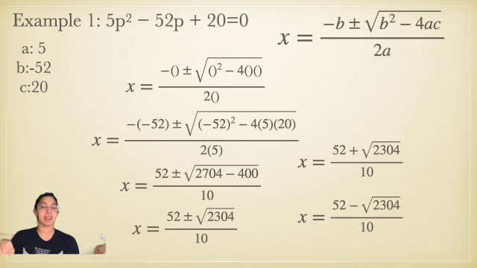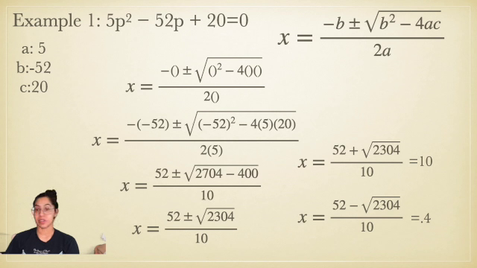So you would actually stop and give them that answer, because at some point, sometimes we're going to end up with decimals and we don't really want to do that. But for this, it's okay because I want you to see it full through. So this first one, 52 plus square root 2304, all divided by 10, you can throw that whole thing in your calculator. We get 10. Nice number. And then we throw this one and we get 0.4.